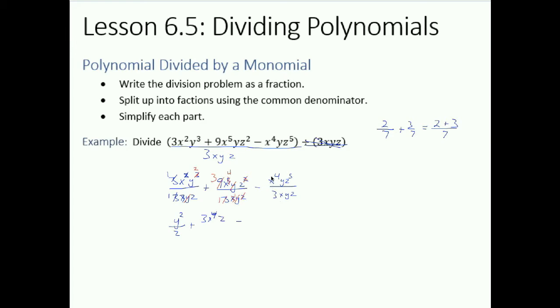Nothing reduces with the 3. x to the 4th over x will be x cubed now, since this will simplify with the x. The y's simplify, and z to the 5th reduces with z to have z to the 4th up here. And so this last fraction will be x cubed times z to the 4th over 3. And that's how you do those when you divide by a monomial. Put that under what you're dividing into and then split it up into parts and simplify.